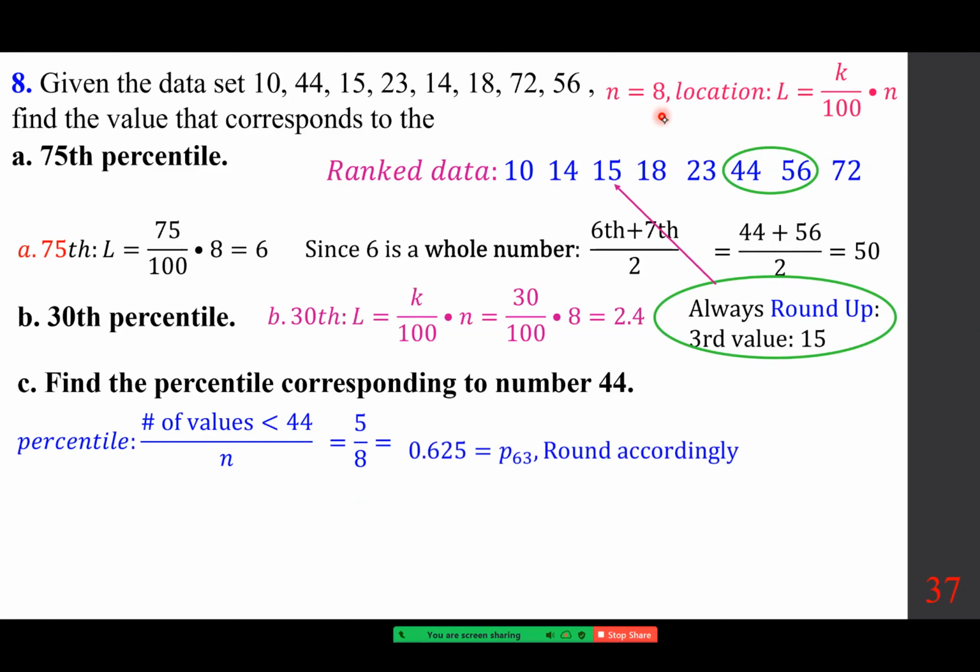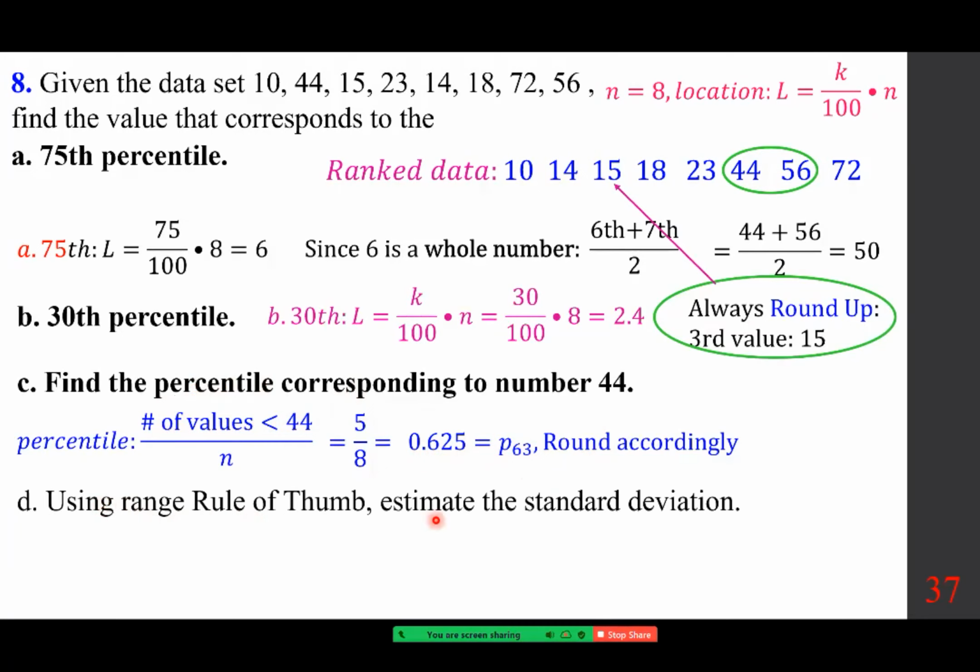And whatever the answer is, in this case 0.625, you round it accordingly. So P63. If it was 0.621, you would say P62. That is the percentile corresponding to that. This is how statisticians do it: number of values less than the specific number.